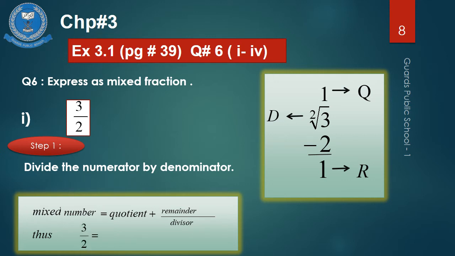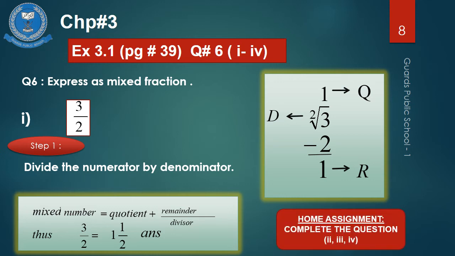So you can write it very easily. The quotient is 1 and the remainder is also 1 and the divisor is 2. So you can read it like this: 1 whole 1 upon 2, and this is your answer. This is the mixed number. I hope you all understand. Now the home assignment you have to do in the copy: question number 2, 3 and 4.